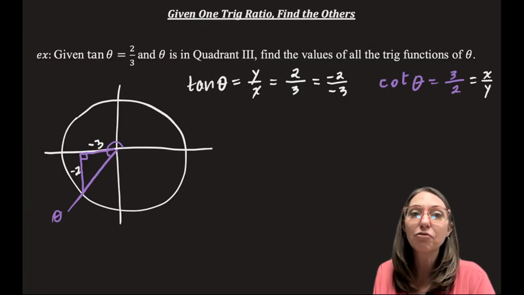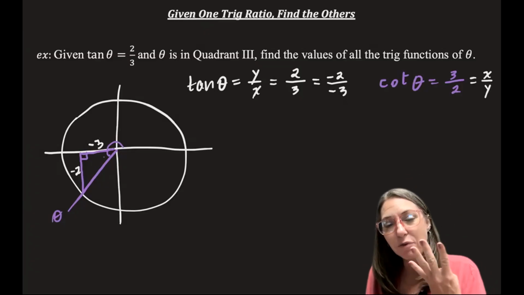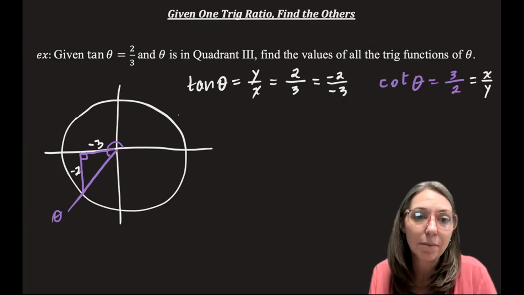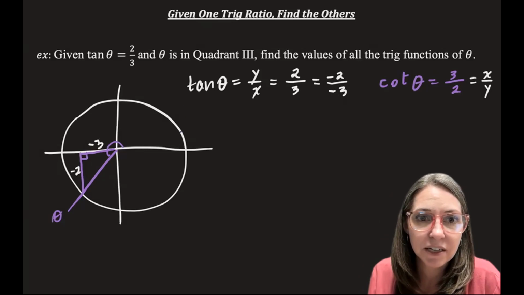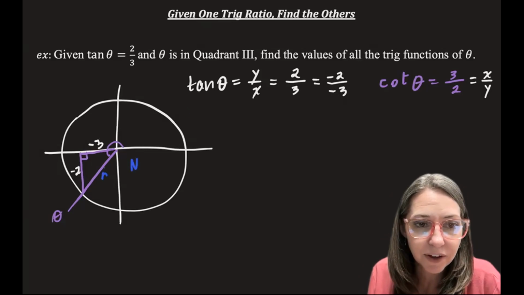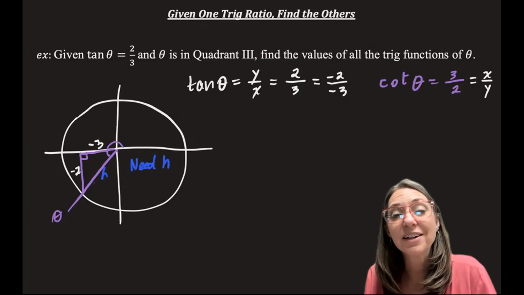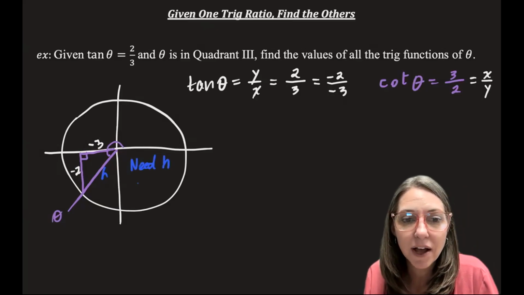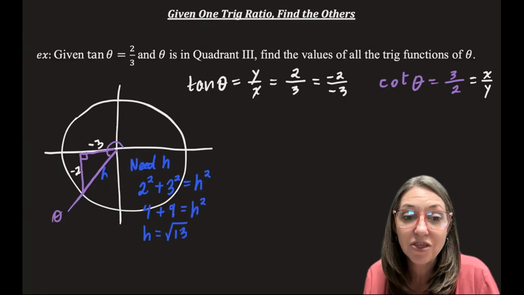Okay, now the other 4 take a little more work because the other 4 trig ratios, sine, cosine, secant, and cosecant, all require the hypotenuse. So we need to find the hypotenuse here. I'm going to do that in blue. We'll call that h. We need the hypotenuse h. For that, we can use the Pythagorean theorem. Whether you use positive or -2 or 3 doesn't matter. Either way, we're going to square it. So 2 squared plus 3 squared, one leg squared plus the other leg squared equals the hypotenuse squared. 2 squared is 4, so 4 plus 9 equals h squared. So h is the square root of 13.